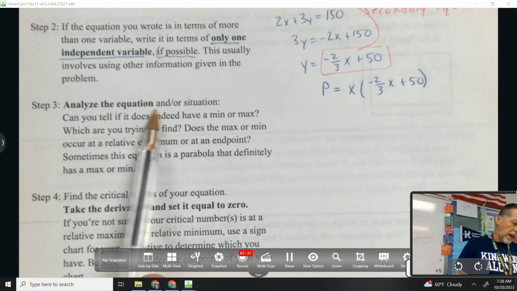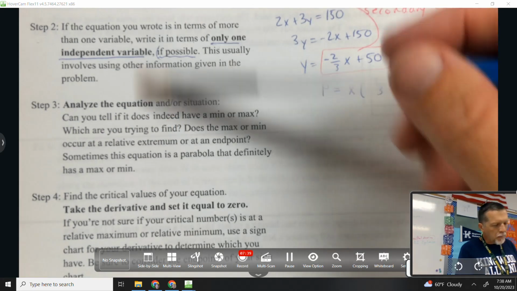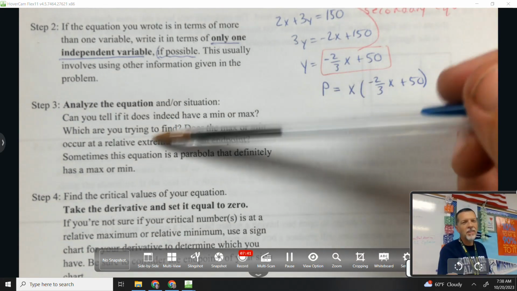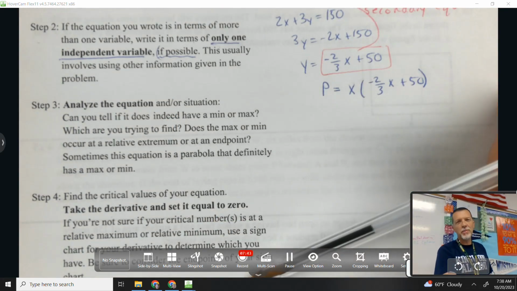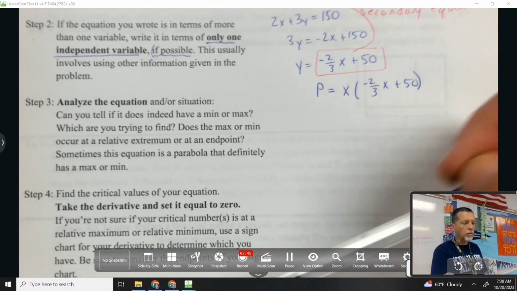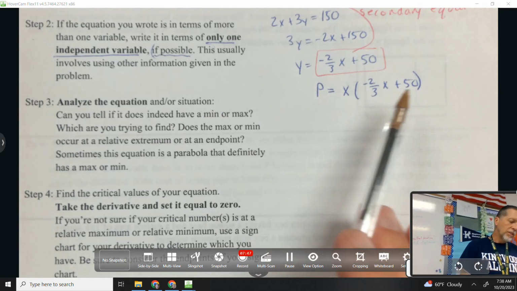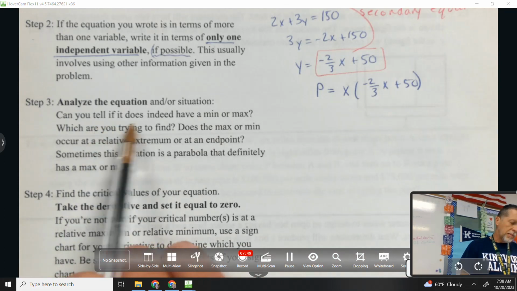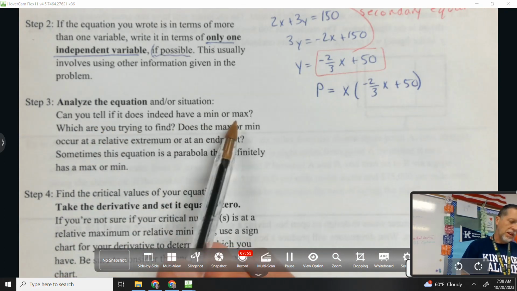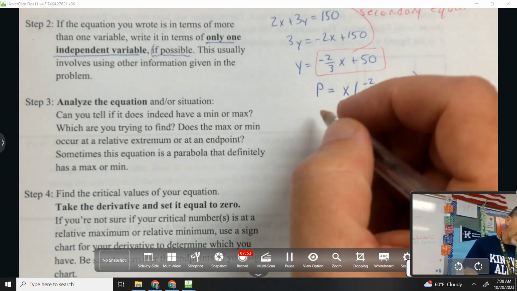Okay, step 3, analyze the equation. And by the way, you don't usually memorize these steps and apply them. It's like this is how you think through the process here. So let's look at our equation. Can you tell if it has a max or a min? Not when it's written like that, I can't.